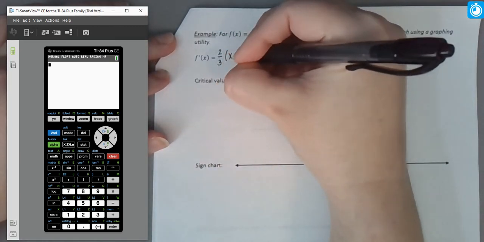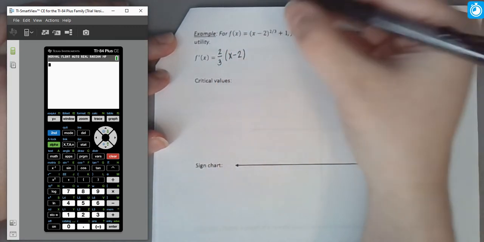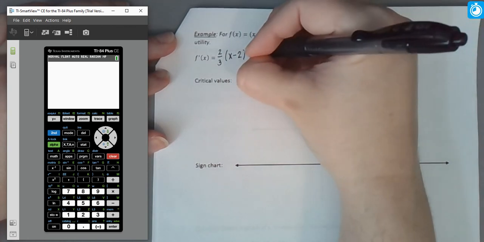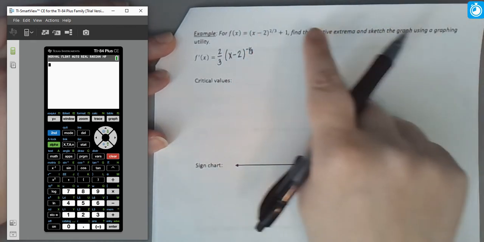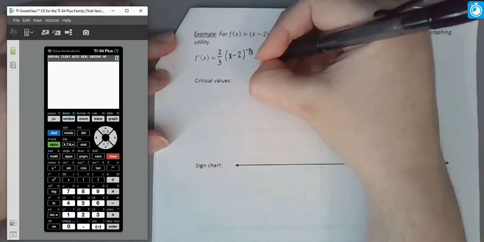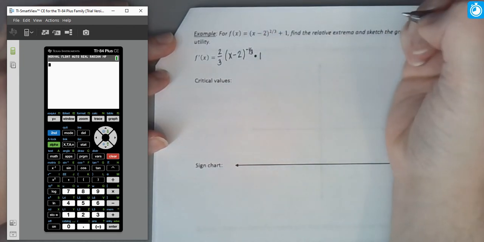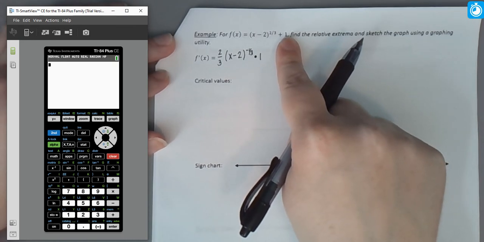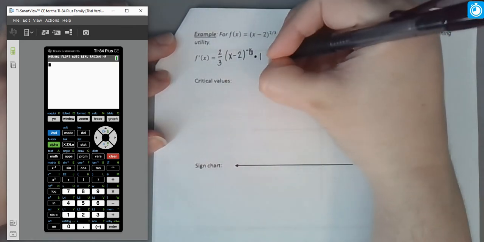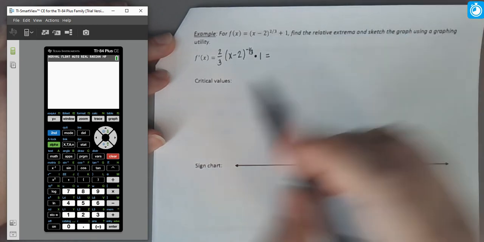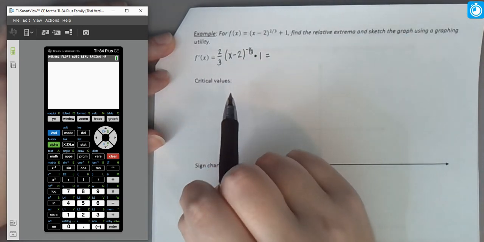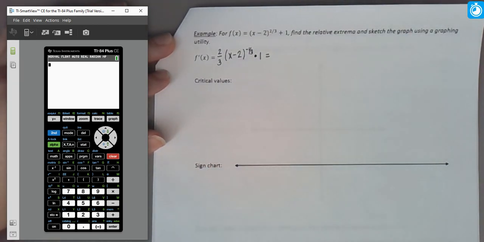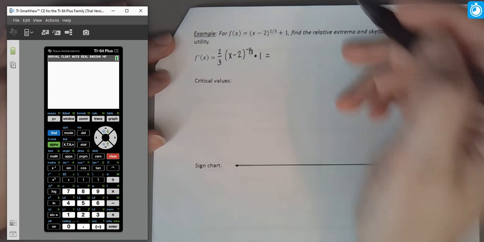So 2/3 times x minus 2 raised to the negative 1/3. And then we multiply by the derivative of the inside function, which will just be 1. And then if we differentiate the plus 1, it just goes to 0. Okay, so let's write this in a little bit better form. Ideally, we don't really want to have fractional exponents if we can avoid it, and we definitely don't want to have negative exponents. Okay, so what are we really looking at here?